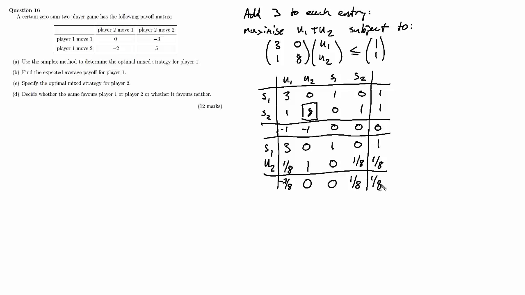We're left with one negative value in the bottom row, so our pivot will be in this column for U1. The ratios we're interested in are 1 on 3, and 1 on 8 on 1 on 8, which is just 1. Since 1 on 3 is the smallest of the two, this will be our pivot.